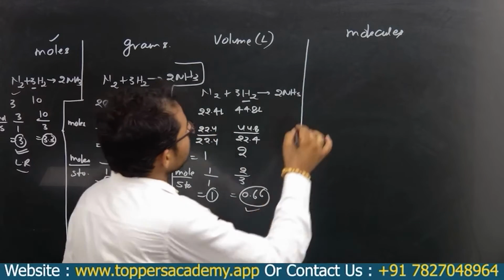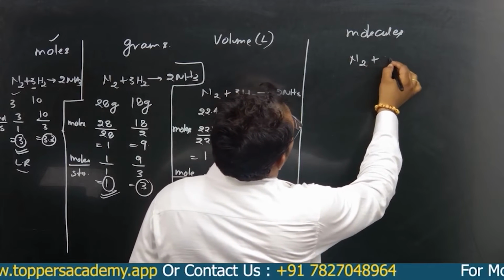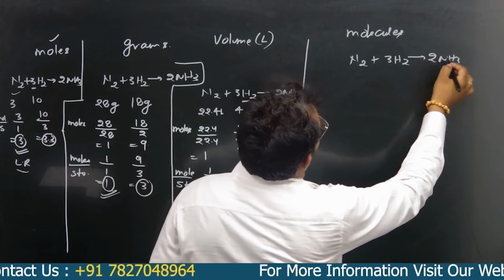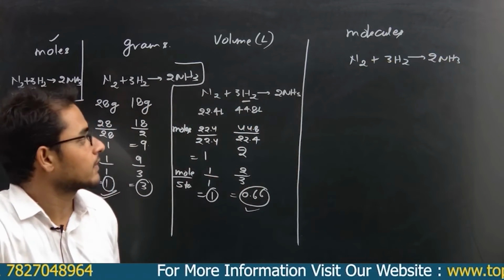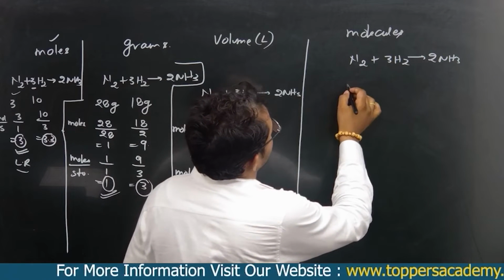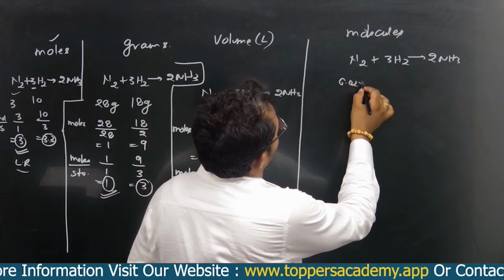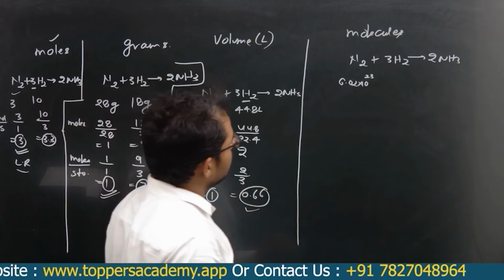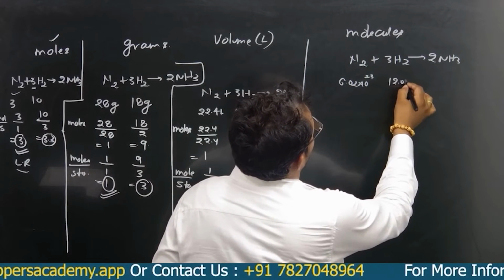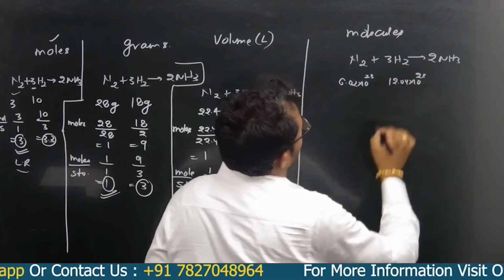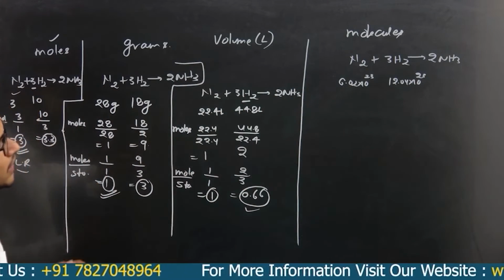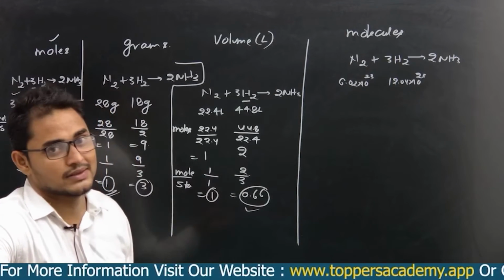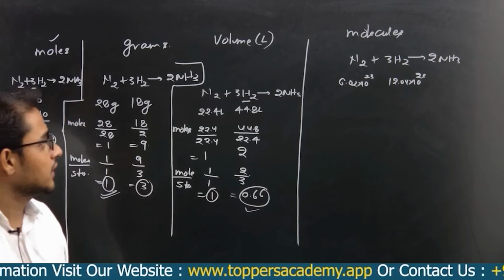Now I am going to deal with the last case with the same equation. Suppose N2 plus 3H2 gives 2NH3 is given. Now it is given that 6.02 into 10 to the power 23 molecules of N2 and 12.04 into 10 to the power 23 molecules of H2 are going to react and form the product NH3. Then in this reaction, which reactant is our limiting reagent? How will we deal with it?